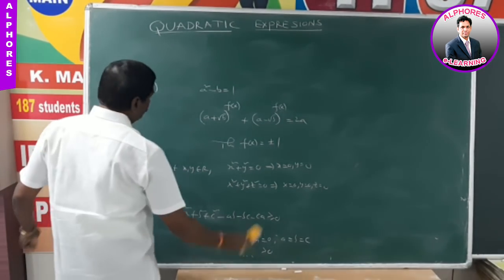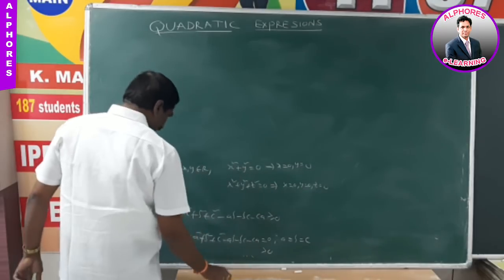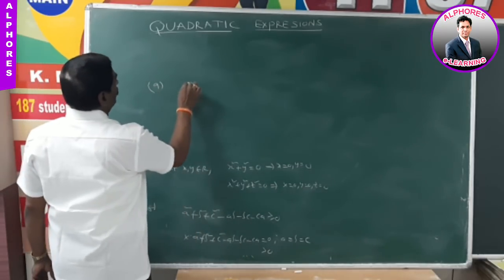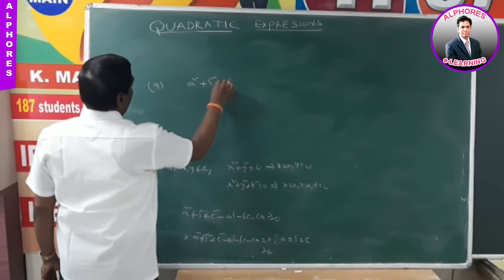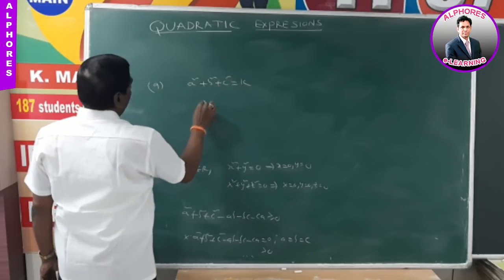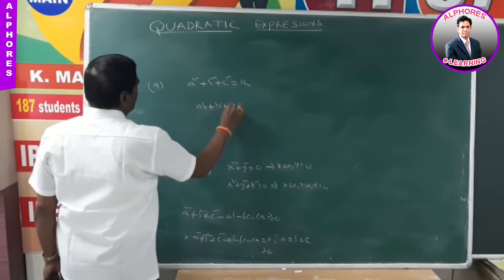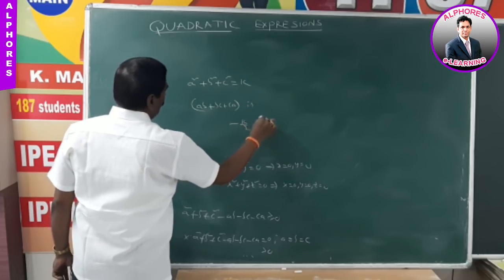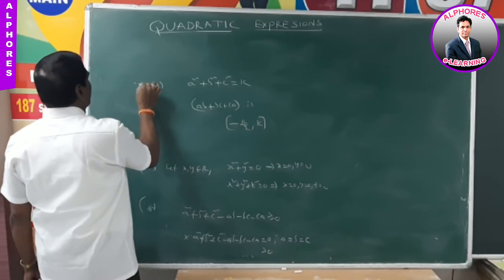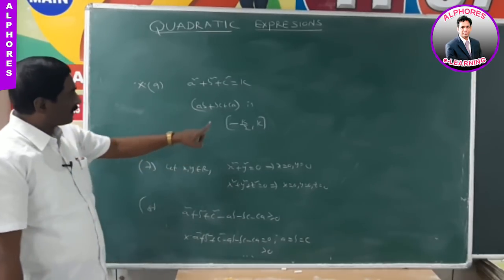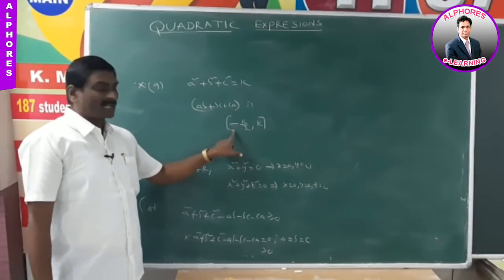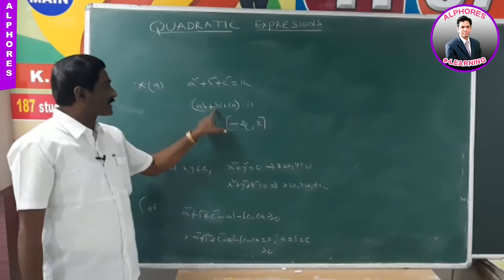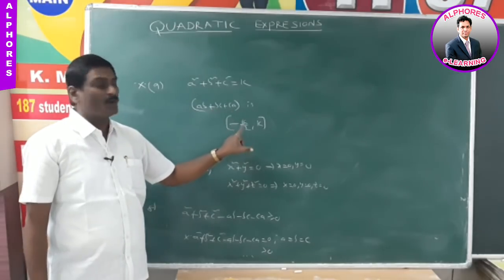Next, the ninth one. If a, b, c are real numbers and a² + b² + c² = k, then the range of ab + bc + ca is the closed interval [−k/2, k]. This is also very important. In the function chapter, we already discussed and proved this value. The range of ab + bc + ca is [−k/2, k].